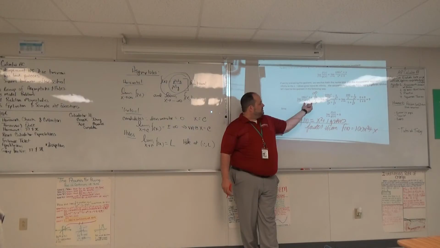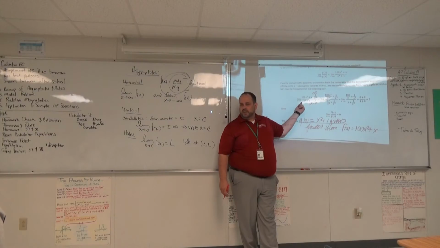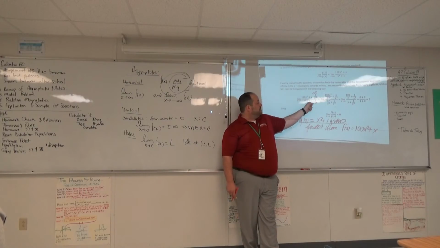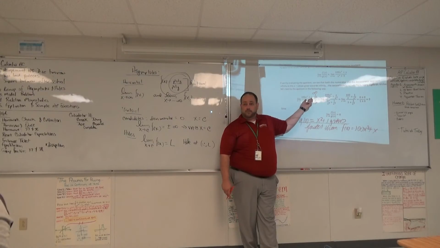I could graph both functions on my calculator and see what happens as x approaches infinity. If I get 0, the bottom grows faster. If I see no horizontal asymptote, the top grows faster. If I approach some number like 12, we're going to conclude they grow at the same rate.